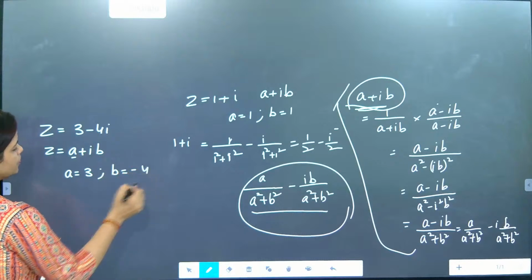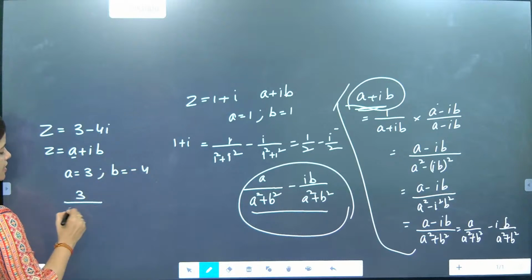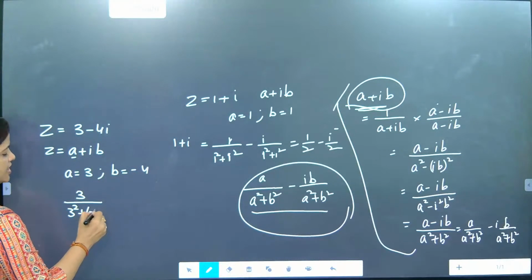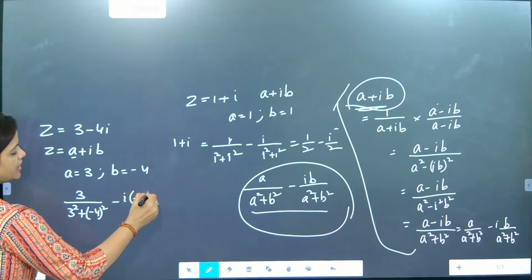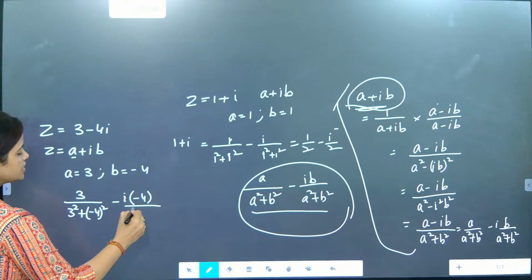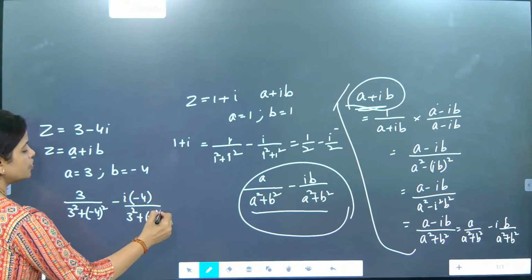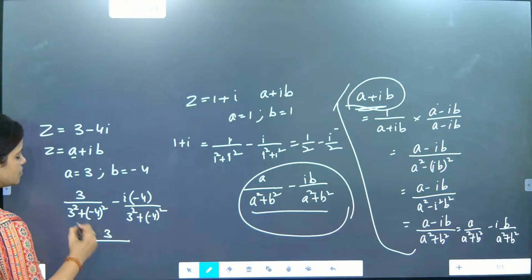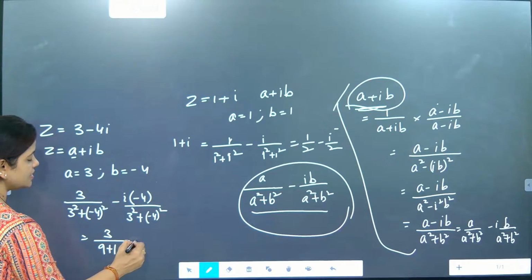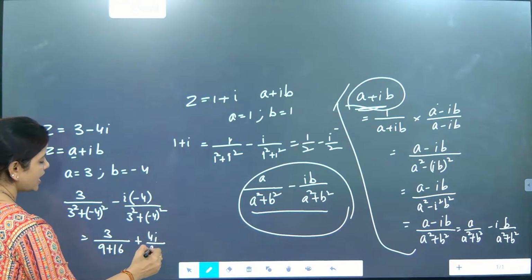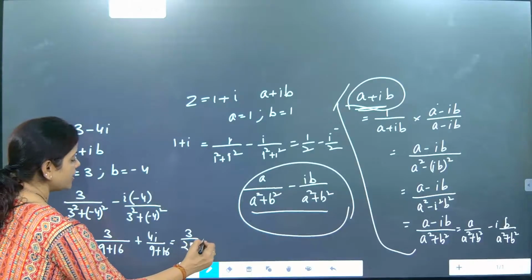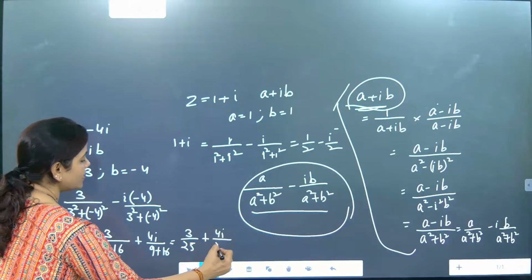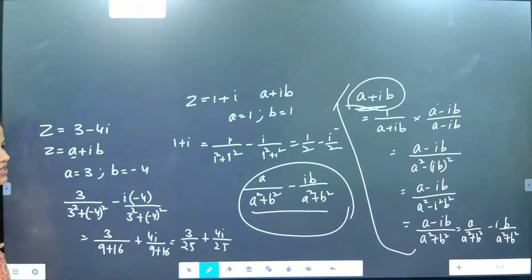And what is b? b is minus 4. So directly 3 by 3 square plus minus 4 whole square, minus i times b, that is minus 4, by 3 square plus minus 4 whole square. The multiplicative inverse: 9 plus 16 is 25, so directly the answer is 3 by 25 plus 4i by 25. That's it. This is the multiplicative inverse.